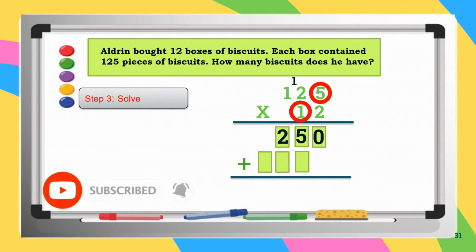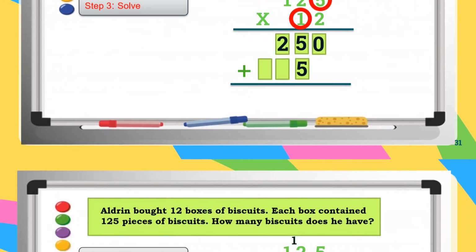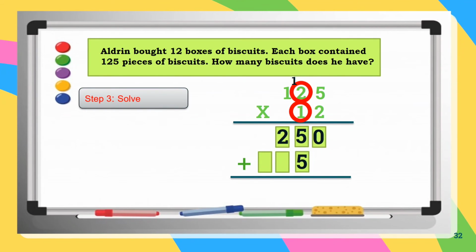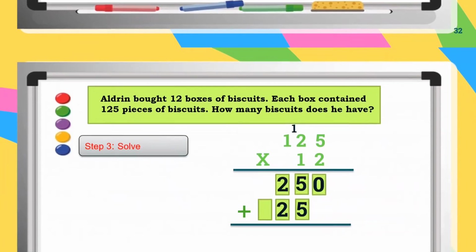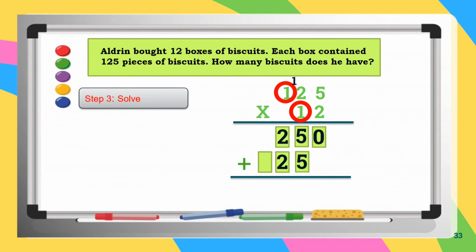Next is 1 times 5. 1 times 5 is equal to 5. Then 1 times 2. 1 times 2 is equal to 2. Next is 1 times 1. 1 times 1 is equal to 1. Therefore, our second partial product is 125.